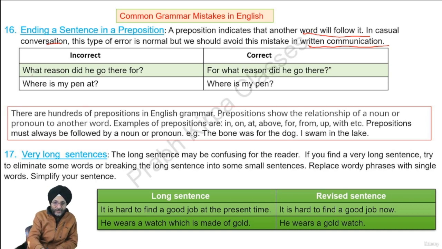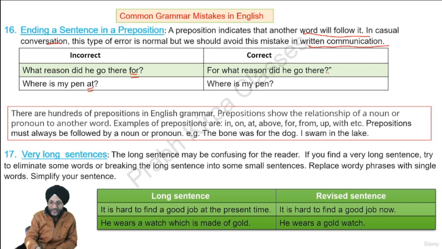Incorrect: What reason did he go there for? For is a preposition. We should not end the sentence with a preposition. Correct will be: For what reason did he go there? Another: Where is my pen at? At is a preposition. The correct sentence is: Where is my pen? There is no need of the preposition at.